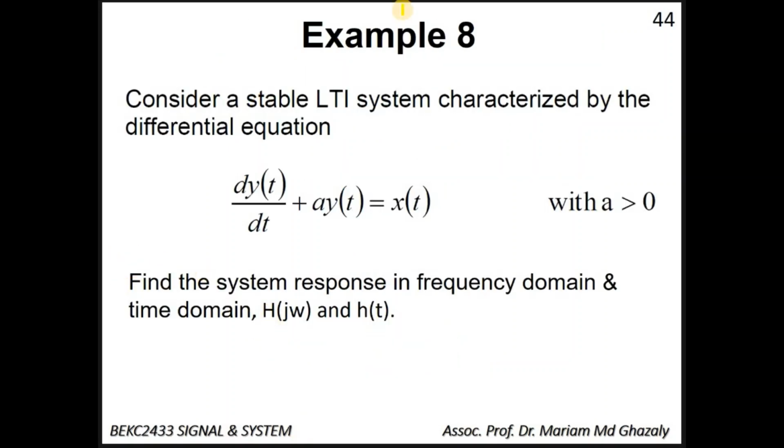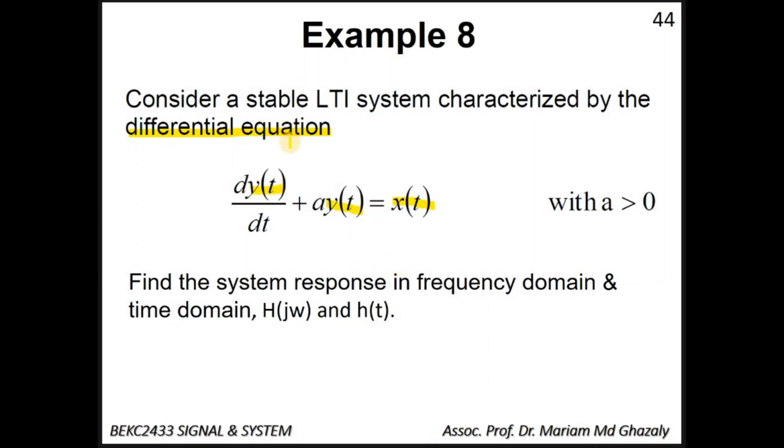Let's look at this example 8. Consider a stable LTI system, which is the system ht, characterized by the differential equation. If you have an LTI system, then it's characterized by a differential equation, which means that you have both the input and output. In this example, you have xt, which is the input, and yt, which is the output.